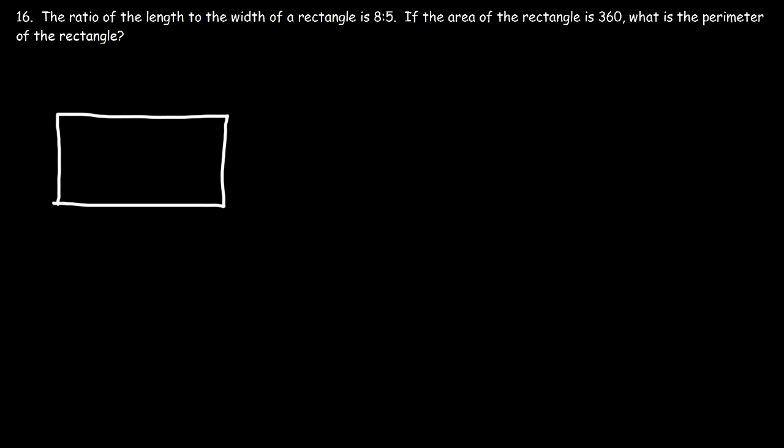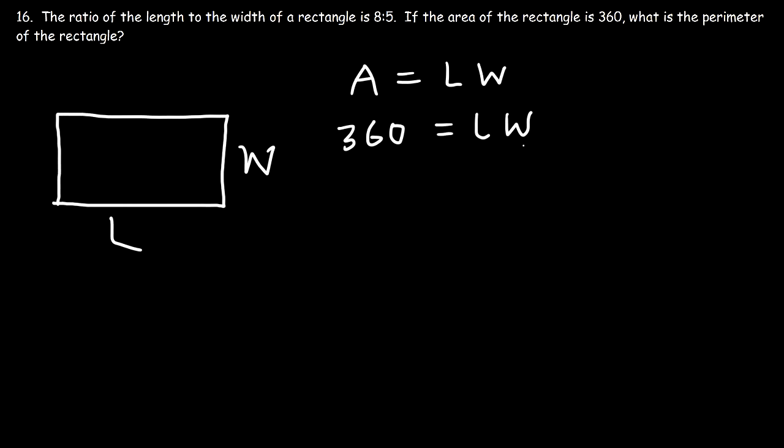And so let's say this is the length and this is the width. Now we know that the area is length times width. That's the area of a rectangle. And the area is 360. Now, if we could find the length and the width, we can calculate the perimeter. The perimeter is simply 2L plus 2W.